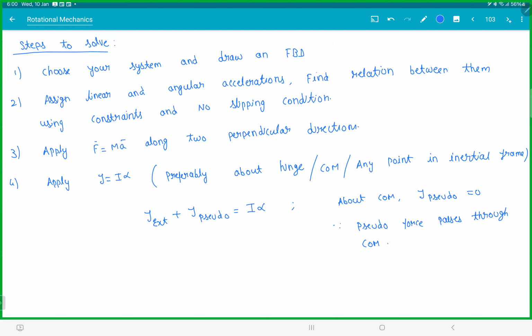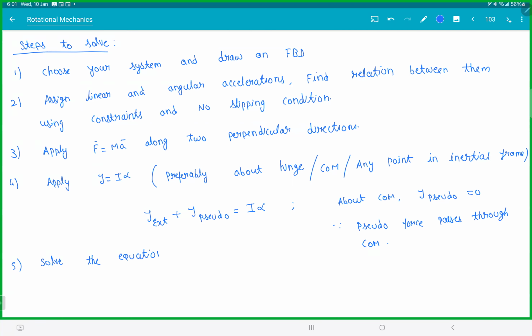Are you getting the point I'm trying to make? If you stand on any point which is accelerating, you have to include pseudo force. That is fair enough. But among all those points, the center of mass is special. Even if it is accelerating, when you stand on it, the pseudo force acts on the center of mass, so the torque will be 0. So this term will always be 0 for the center of mass. The center of mass behaves as if it's an inertial frame. We'll see later on, I'll show you that. So solve the equations. That's it. This is your standard format.